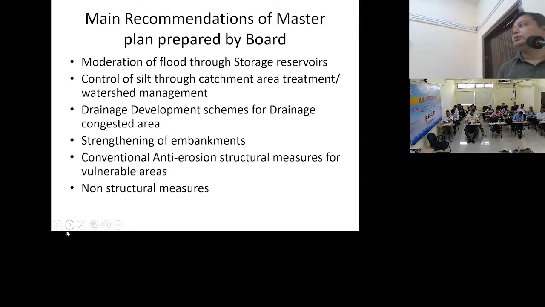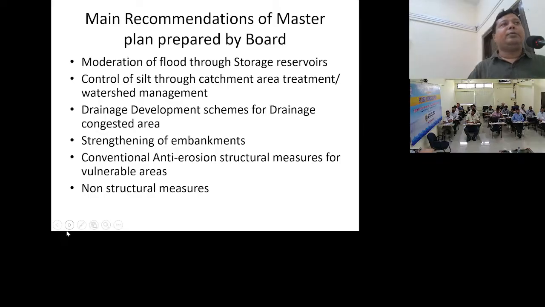Second is the control of silt through catchment area treatment. Many departments are there. We are trying to develop the watershed because in the last two days of class, yesterday's class, you learned how you can calculate flood from a watershed. And the flood depends on the type of vegetation, or type of cover, or type of use of your basin. So if we control silt, then you must go for catchment area treatment. Means if good vegetation is there, then you may manage flood.